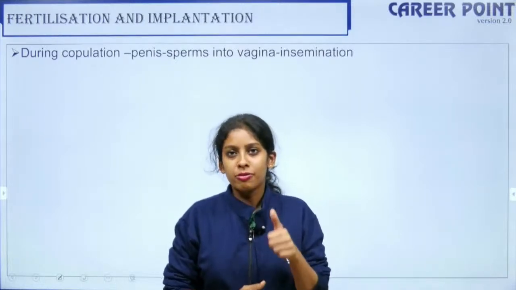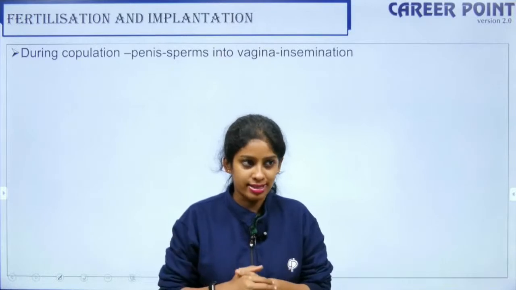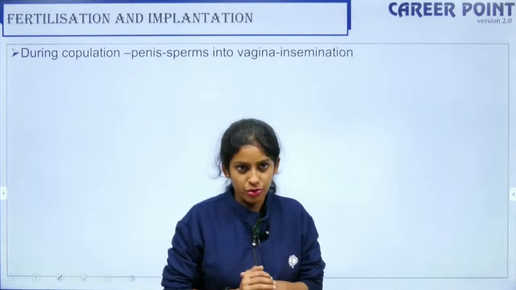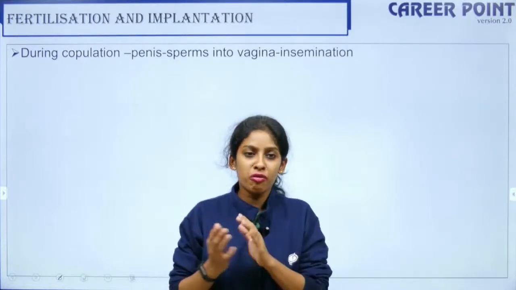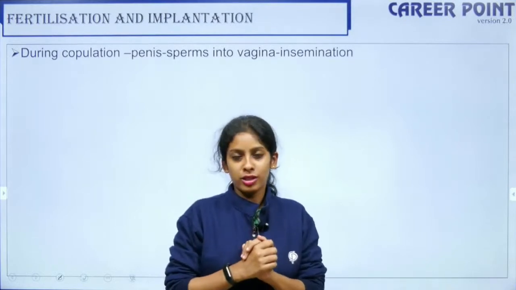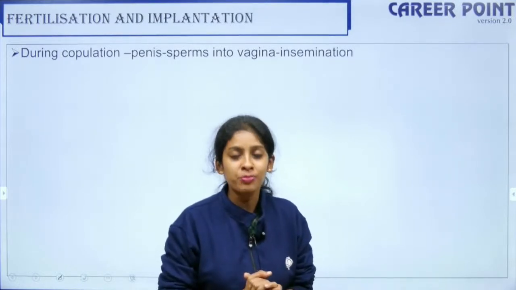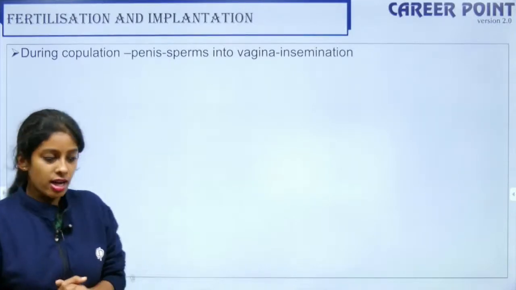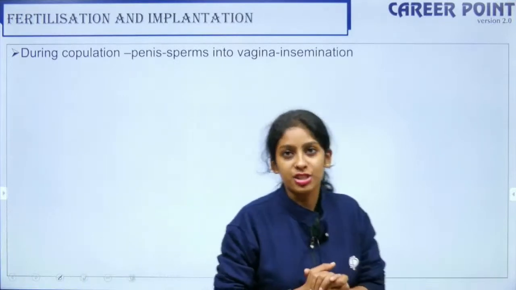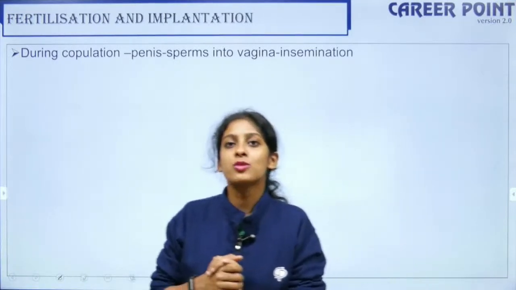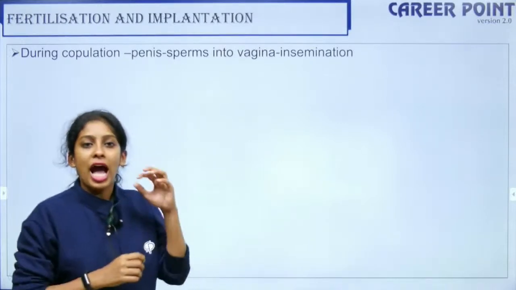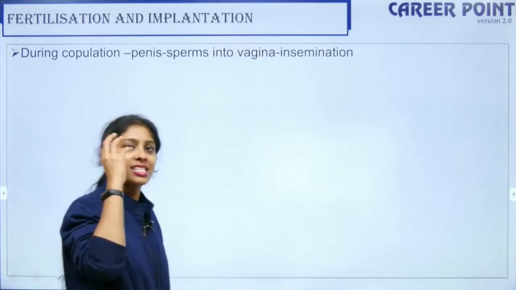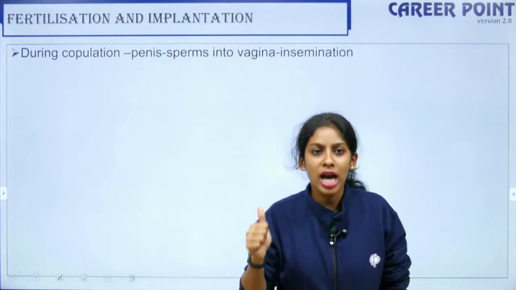Point number one, the male gamete has to reach the female passage, because the sperms are motile and the eggs are not motile enough. At the time of sexual intercourse, or copulation, the male ejaculates the sperm into the vagina. From there the sperms move into the ampullary region. The ampulla is the region in your oviduct where fertilization is going to happen.